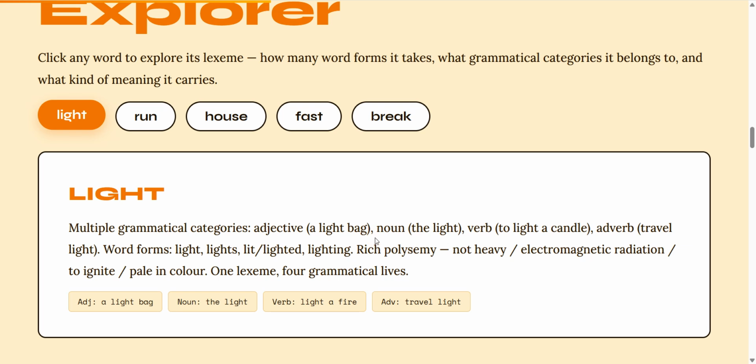As an adjective, it's a light bag. As a noun, it's the light. Then verb, to light a candle. Then adverb, travel light. The word forms are light, lights, lit, litted, lighting. Rich polysemy: not heavy, electromagnetic radiation, to ignite, pale in color. One lexeme, four grammatical lives.